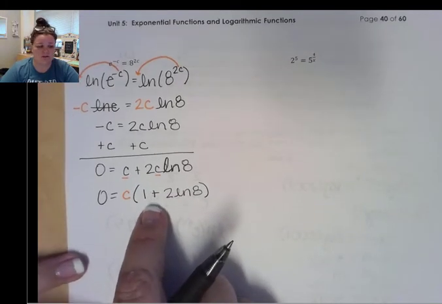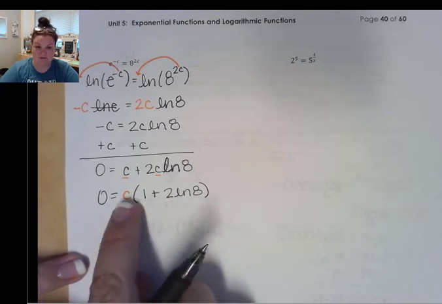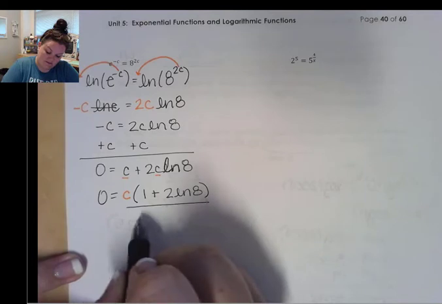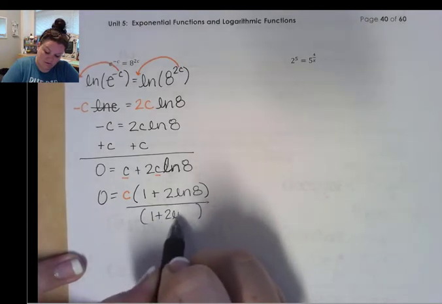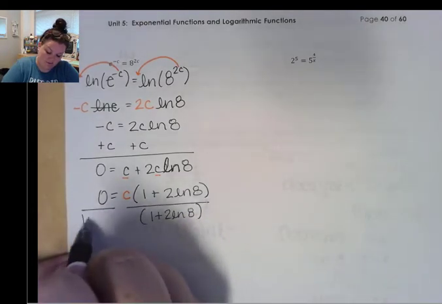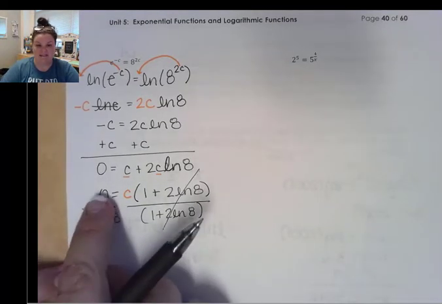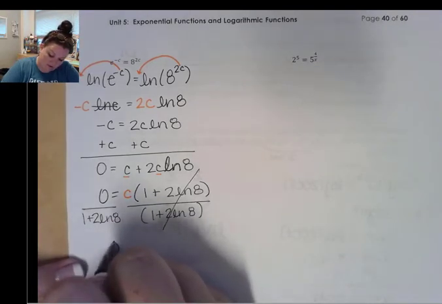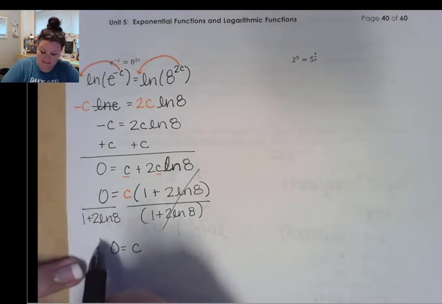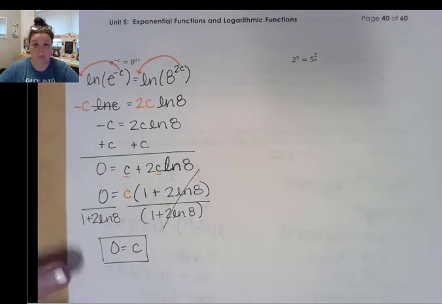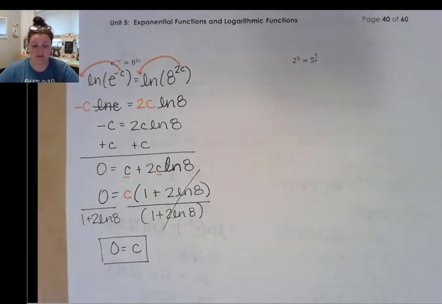So the last thing I want to do to get c by itself is just divide off this number that's being multiplied by it. So I'm just going to divide off 1 plus 2 ln 8, divide off 1 plus 2 ln 8. So that way it cancels. On this side, 0 divided by a number is still just 0. So we end up with c equals 0. Not too bad, right? Take the ln of both sides so we can bring those exponents down in front and then solve for our unknown.